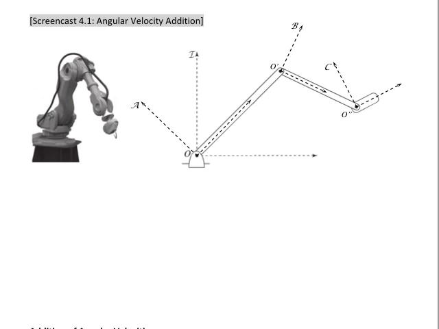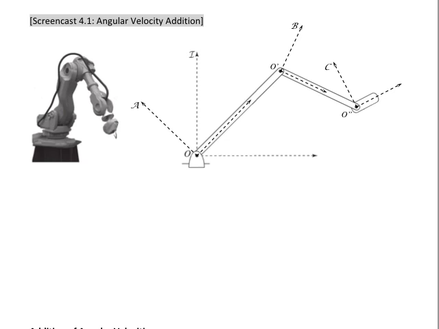In this screencast, we're going to introduce a new property about angular velocity that I hope you'll find very intuitive. And it's this idea that we can take the angular velocity of reference frames and add them up just like a vector sum. And that's going to help us work our problems. It's also going to help us be more practical when we make measurements in the real world.